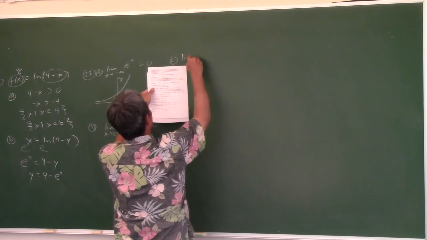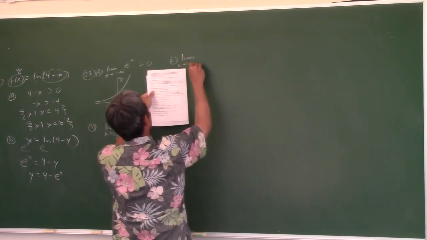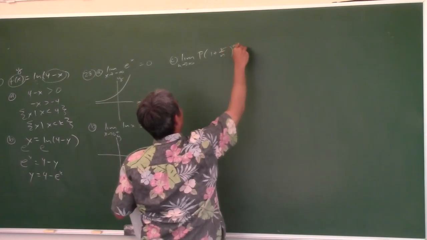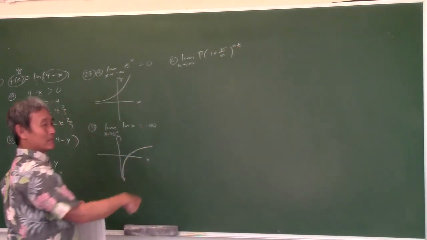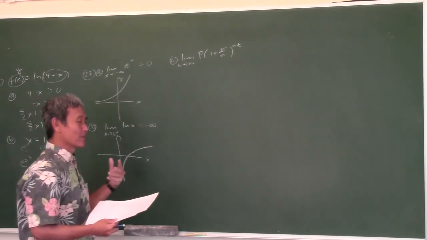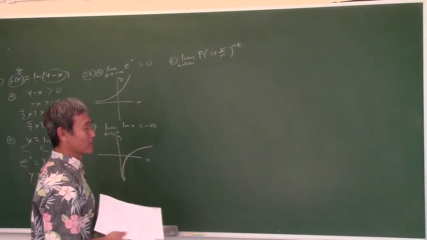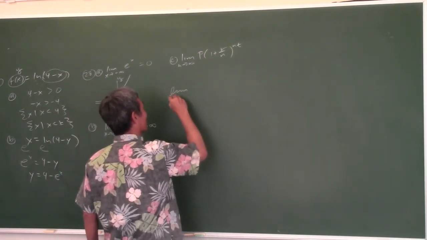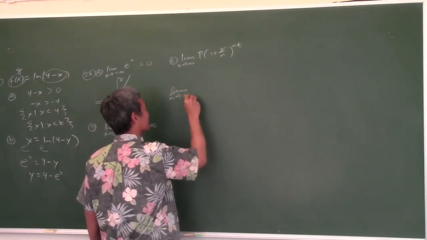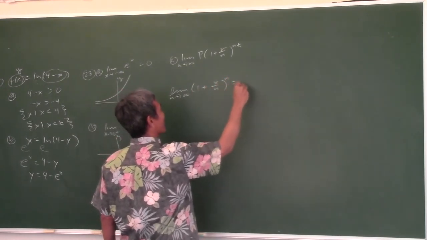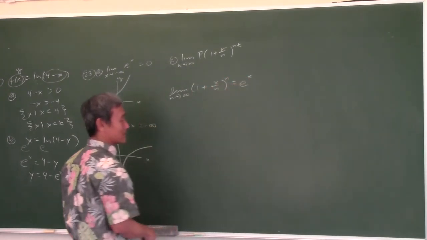C, limit as n approaches infinity of P times (1 plus r over n) to the nt power. Hey, Mr. Park, isn't that the compounding interest formula? Yes. So what would happen if you take the limit as the number of times interest is compounded per year goes to infinity? Well, remember this, you have to know this now. What's the limit as n approaches infinity of (1 plus box over n) to the n? Remember? e to the box? Does that sound familiar?